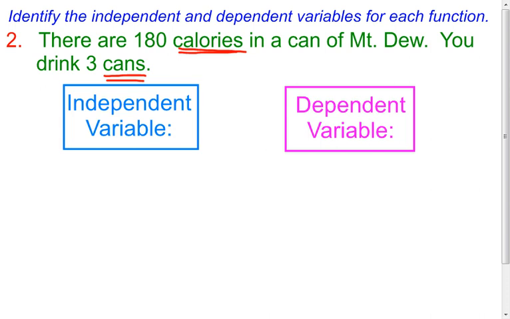And if you drank 1 can, so the thing that is constant here is that there's 180 calories in a can. That is true. But I won't know how many calories I've consumed until I know how many cans I drank. Okay? So I cannot figure out how many calories I've consumed. That's my dependent. The calories depends on how many cans you drank.